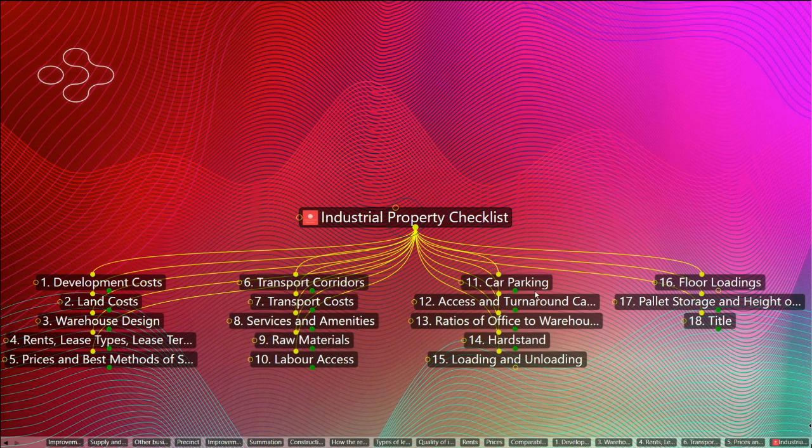This is another in the Industrial Property Checklist series. This is a series of topics relating to industrial property. It's especially relevant if you get involved in sales or leasing of industrial property in your location.